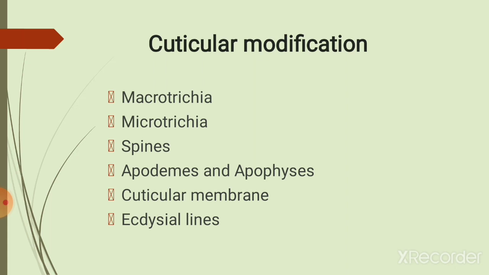Then the last point is ecdysial lines. Similarly, in the case of larvae, at various regions such as the head and thorax, the exocuticle is absent, forming the ecdysial lines. The ecdysial lines become very weak, along which the cuticle splits at the time of ecdysis. Due to this reason, the ecdysial lines are also called the lines of weakness.